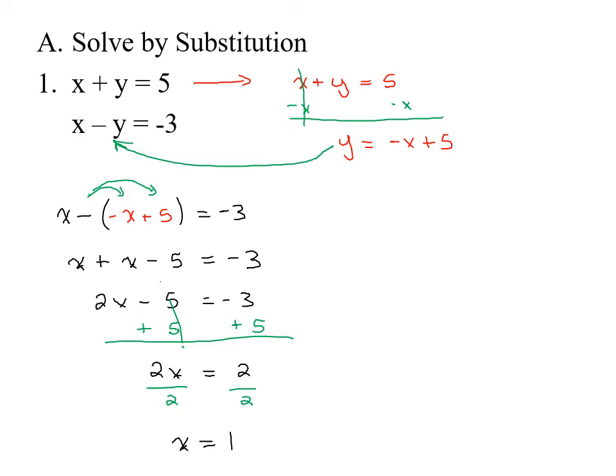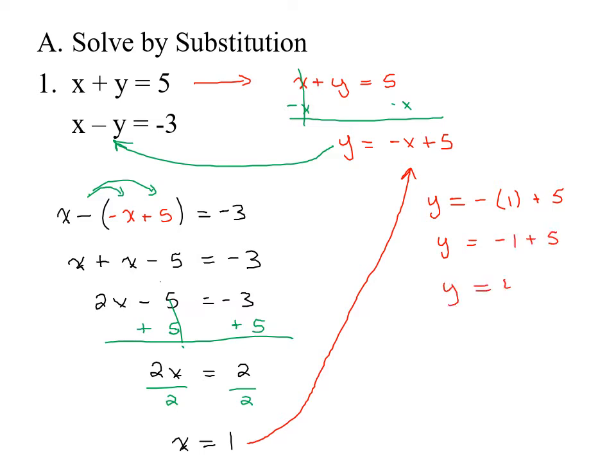That's not your whole solution, because remember, a solution to a system has an x and a y. So then we have to take this 1 and plug it back in to figure out what y is. So y would be negative 1 plus 5. And 1 and negative 5 would give you 4. So you end up with the point 1, 4. That would be your solution to the system.